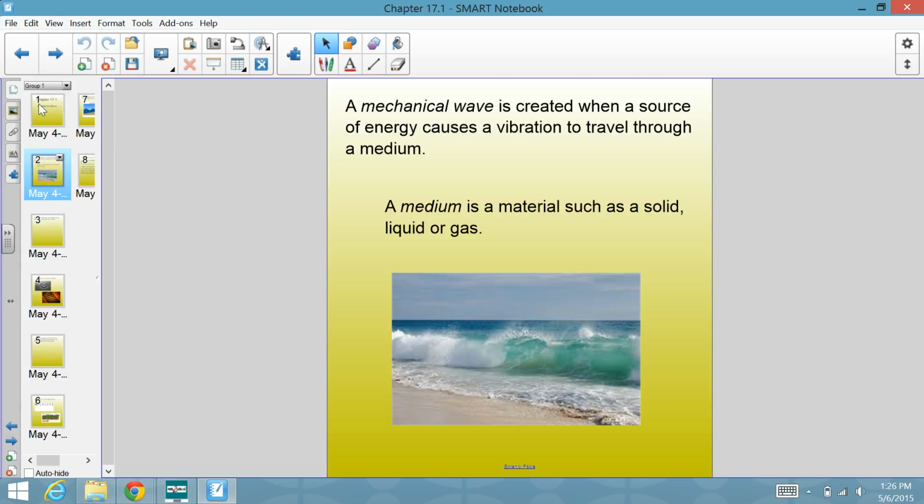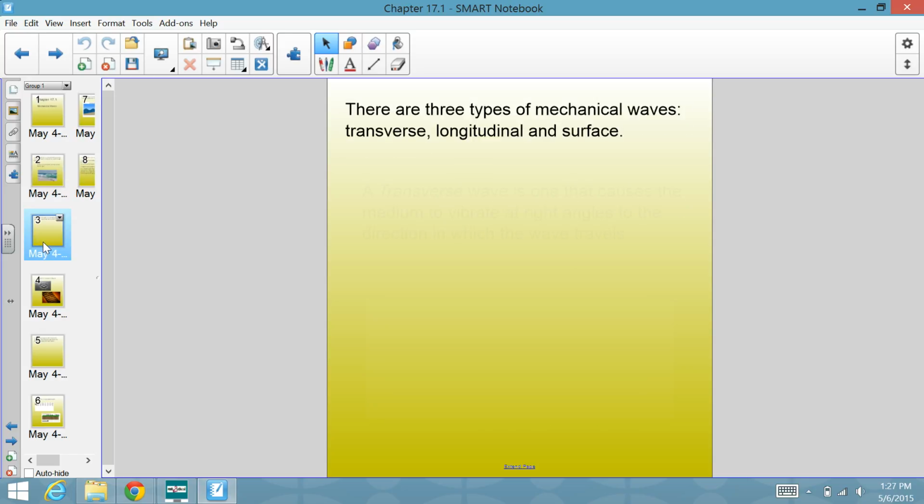So an example of this, whenever we hear the word waves, people usually think of ocean waves. So in this case, there is energy that is making these water molecules move up and down and side to side, and they create these waves in the water. And in this case, the water is the medium. Now, there are three types of mechanical waves. There are transverse waves, longitudinal waves, and surface waves.